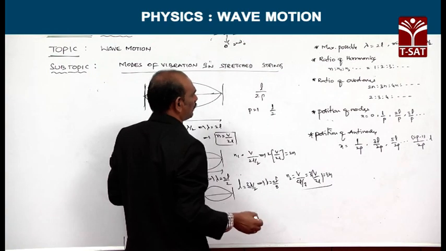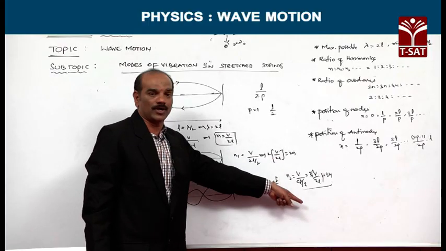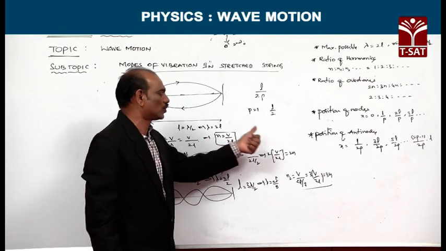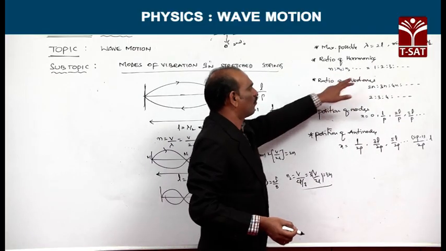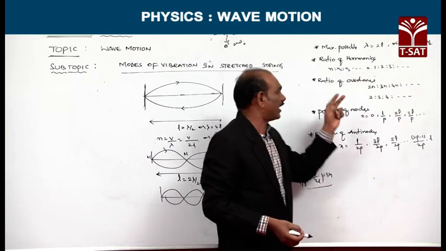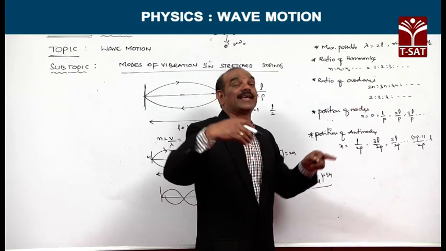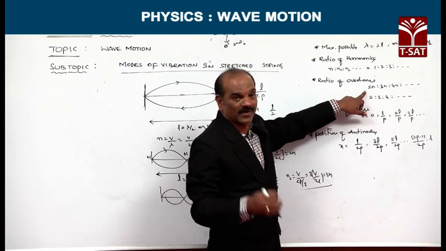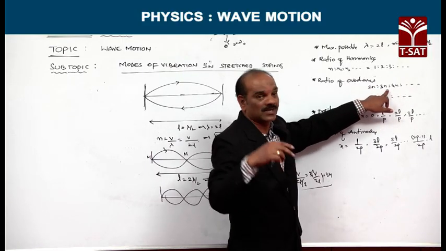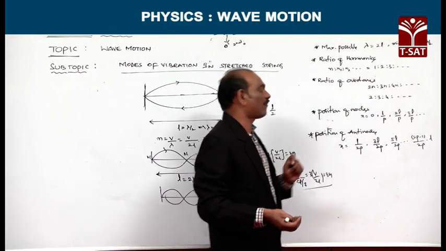The ratio of them is how much here? V by 2L, 2V by 2L, 3V by 2L. Therefore N is to 2N is to 3N. Therefore, the ratio of the harmonics is 1:2:3. For the ratio of overtones, as I told you, overtones are higher than the fundamental. Therefore 2N, 3N, 4N. 2N is the frequency of the first overtone, 3N is the frequency of the second overtone. Therefore the ratio is 2:3:4.